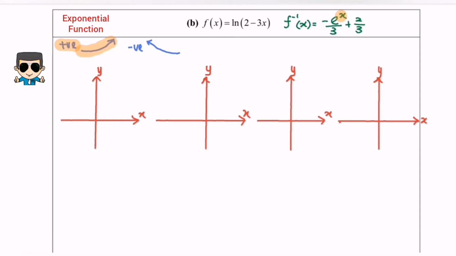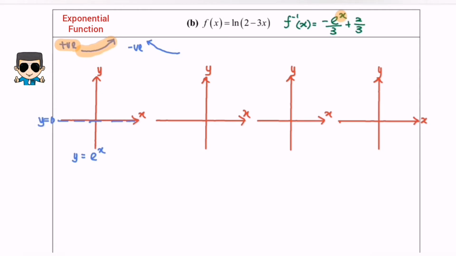So now we need to find the basic graph. Basically, y equals e to the power of x. That is our basic graph. As we all know, for the exponential function, y equals e to the power of x, basically you have to know the horizontal asymptote. The horizontal asymptote is y equals 0.